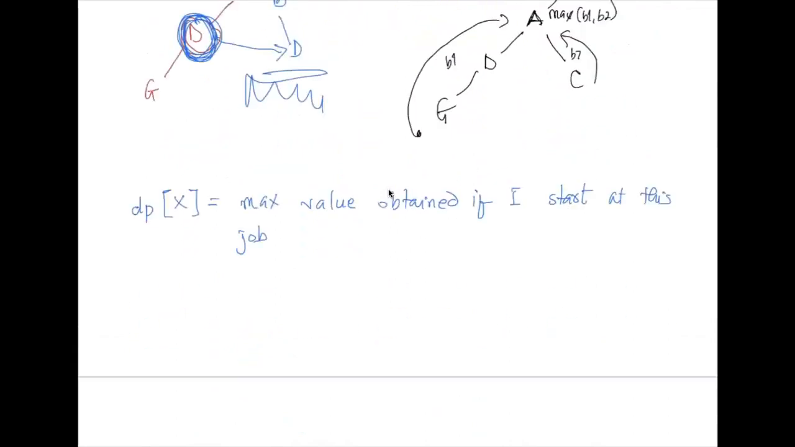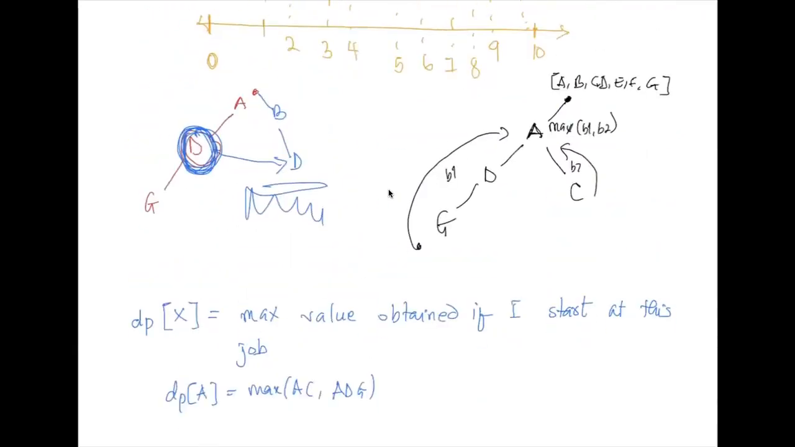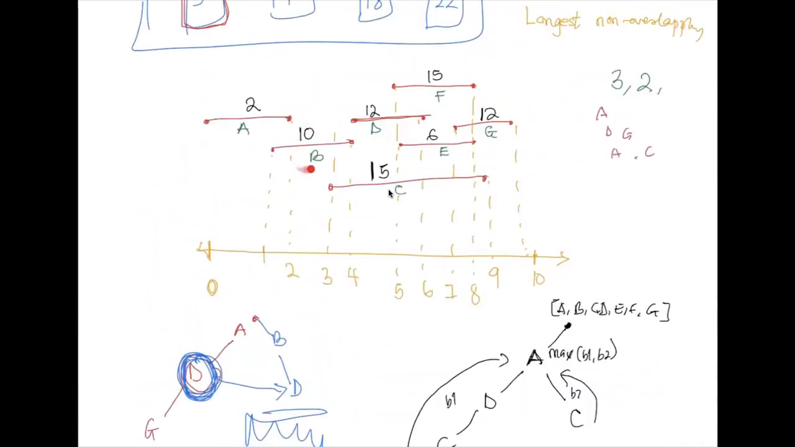So here, DP of A is going to be the max of AC, that branch, and ADG, that branch. So that's actually how it's done. Then someone will say, okay, I'm done with A. Now let me compute DP of B.